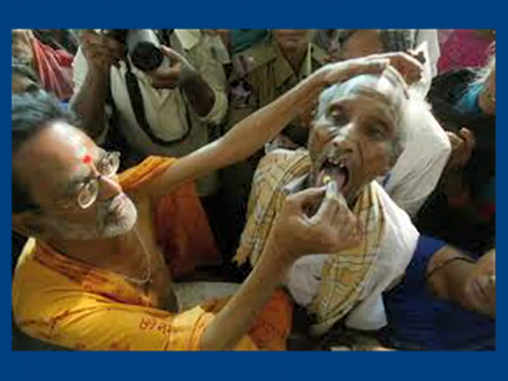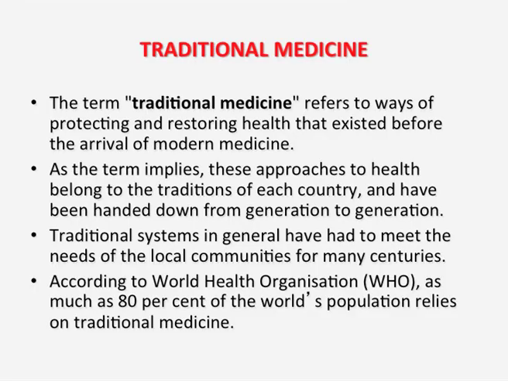What is traditional medicine? The term traditional medicine refers to ways of protecting and restoring health that existed before the arrival of modern medicine. As the term implies, these approaches to health belong to the traditions of each country and have been handed down from generation to generation. Traditional systems in general have had to meet the needs of local communities for many centuries. According to the World Health Organization, WHO, as much as 80% of the world's population relies on traditional medicine.